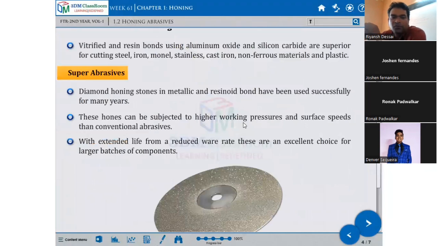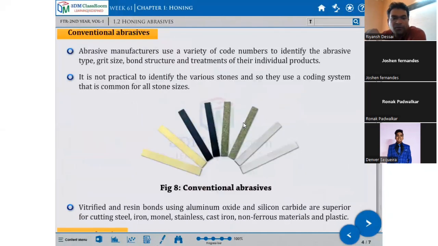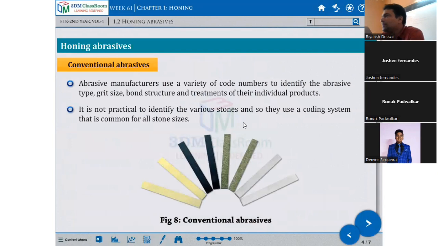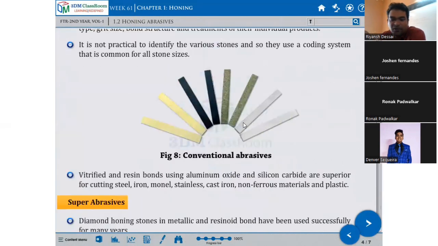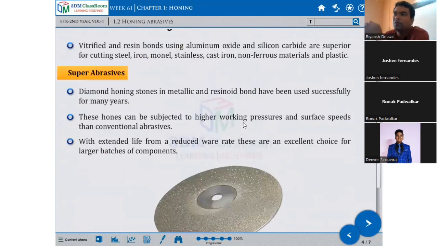So super abrasive. What do you mean by super abrasive? First is conventional abrasive. These are the basic aluminum oxide and silicon carbide. These are the maximum used. Now some are called super abrasive. So what do we call super abrasive?